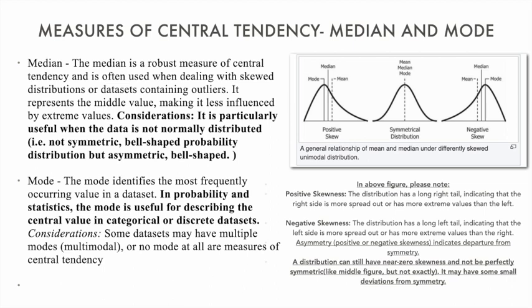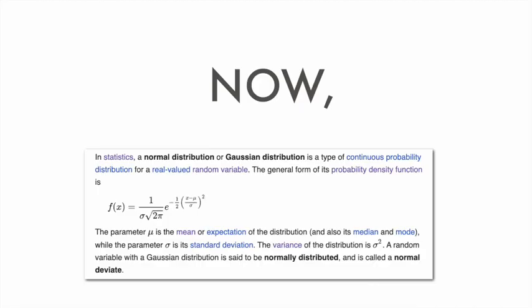Now in this discussion, we are going to see the normal distribution, or Gaussian distribution. The normal distribution has this function: f of x is equal to 1 by sigma root 2 pi, e power minus half into the whole square of x minus mu by sigma. Mu is the mean or expectation, sigma is the standard deviation, and pi has the value 3.14.